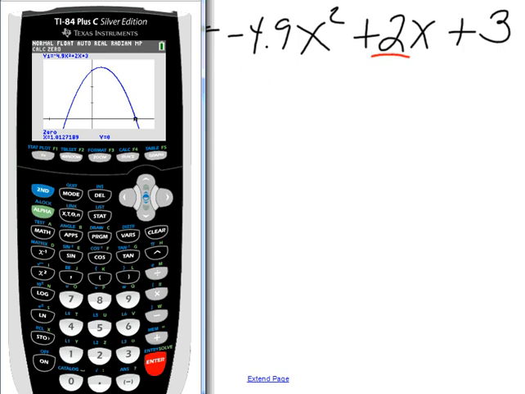About 1 meter off the ground. Okay, so make yourself an equation for this now. You can go to your y equals and just start typing it right away.